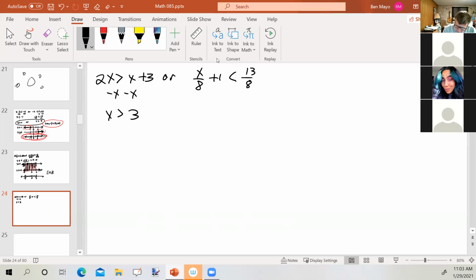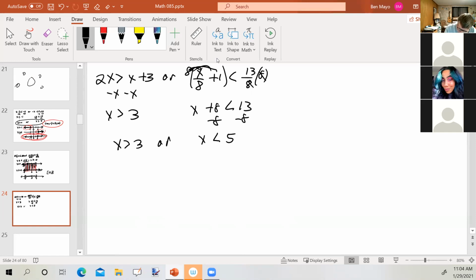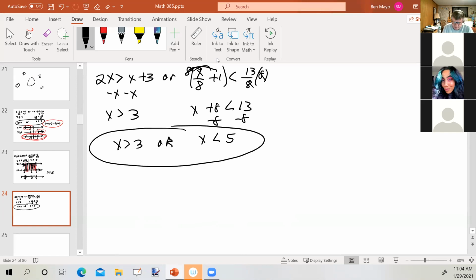The second inequality, I'm going to multiply both sides by 8. So that's going to give me what? X plus 8 less than 13. 8 times x over 8 would be x. 8 times 1 is 8, and 13/8 times 8 would be 13. Subtract 8 from both sides, and I get x less than 5. I'm going to bring this down here. So I've got x greater than 3 or x less than 5. Any questions so far? All right.